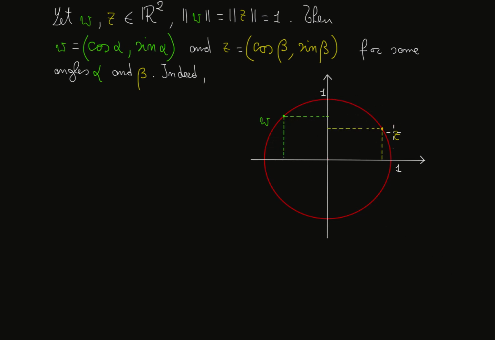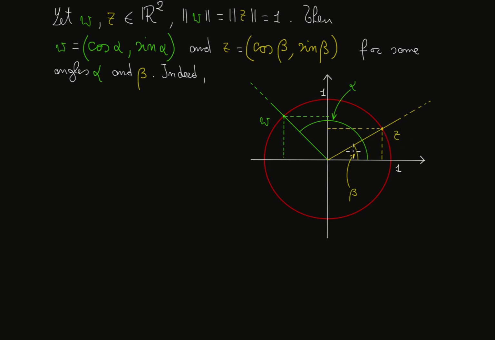We have a unit circle here. All the vectors we are restricting our attention to lie on this unit circle. We pick two random vectors on it, W and Z, and their coordinates are, by definition of cosine and sine, precisely the cosine of alpha for W, where alpha is this green angle. So the abscissa of W is going to be cosine of alpha, and the ordinate is going to be sine of alpha, and the same for Z.